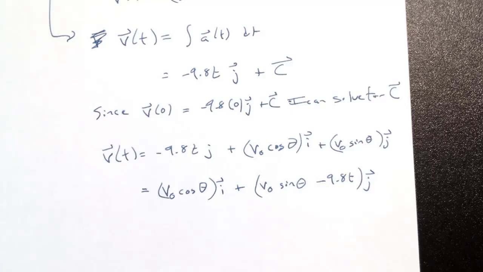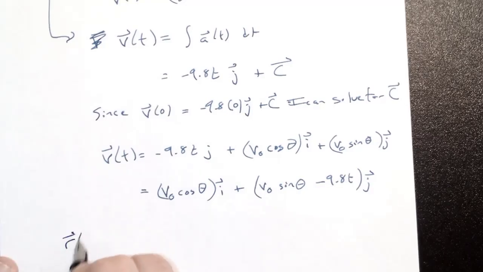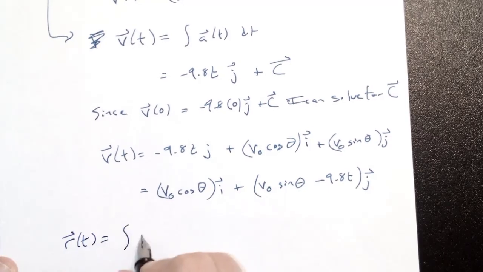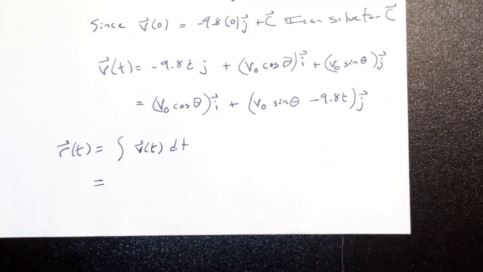How do I get position? Integrate again. You have velocity. To get position, you integrate again. R of t is the integral of v of t dt. What do you get?